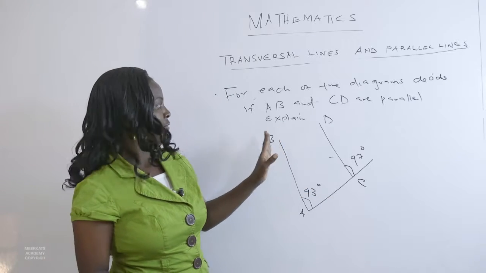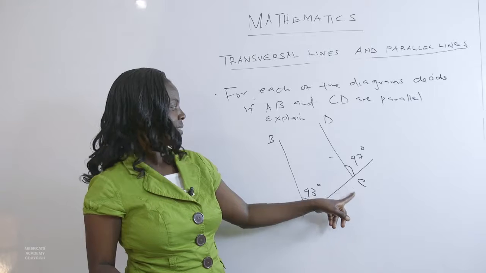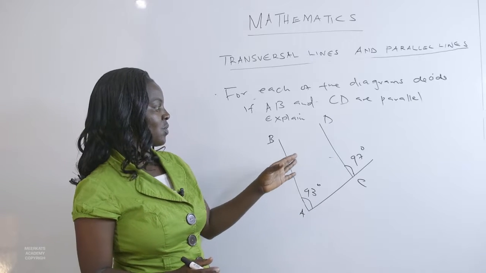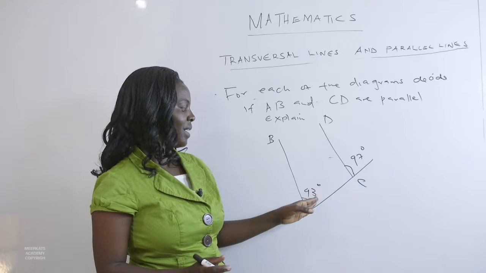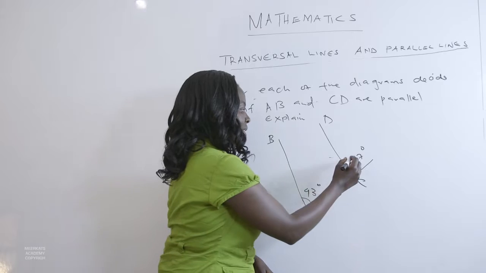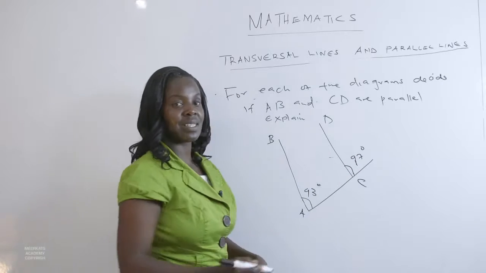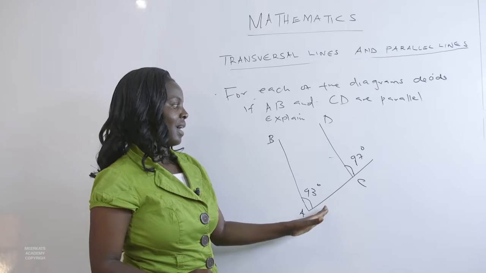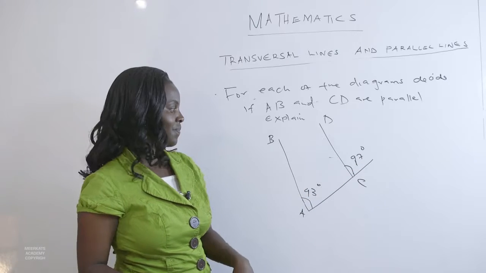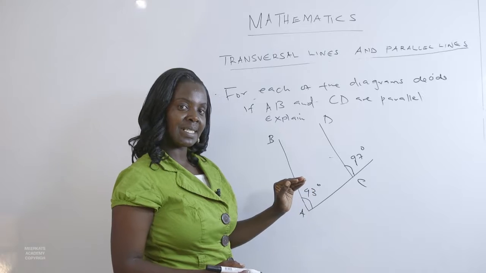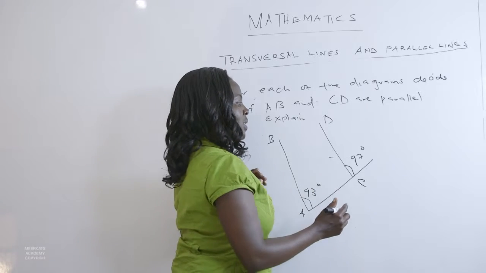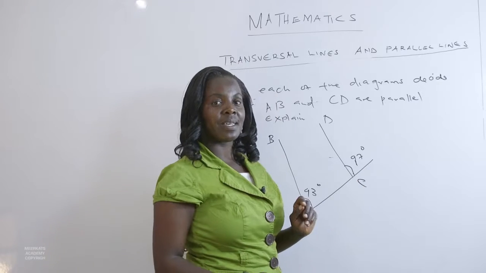Again, let us see if AB and CD are parallel lines. So for us to be able to know, again, let us identify the angles that we have been given. Which angles are given here? You realize that this is a transversal cutting through the two lines, and these angles are on the same side of the transversal. They are corresponding angles. We call them corresponding angles. So corresponding angles, we say they should be equal.